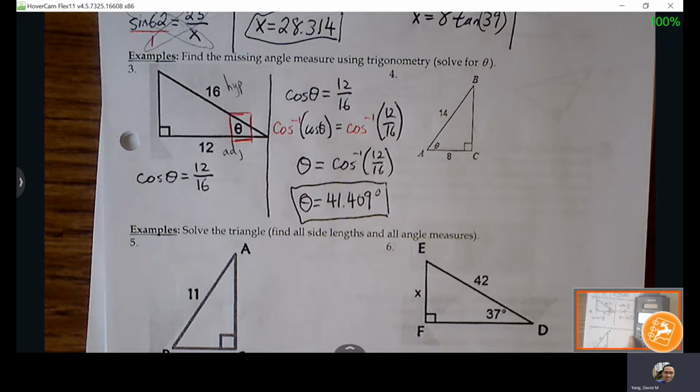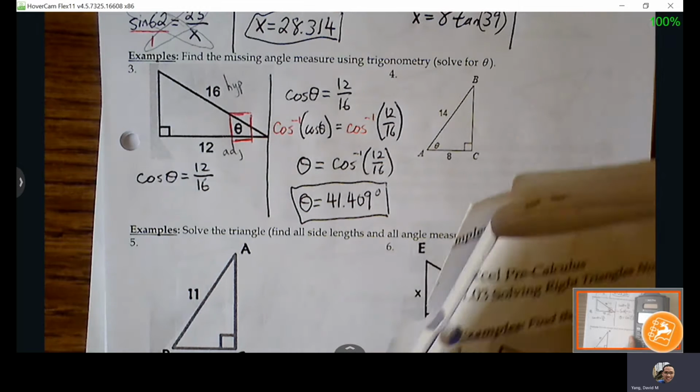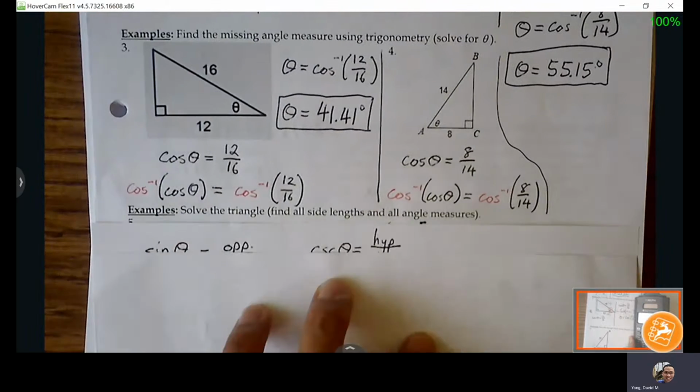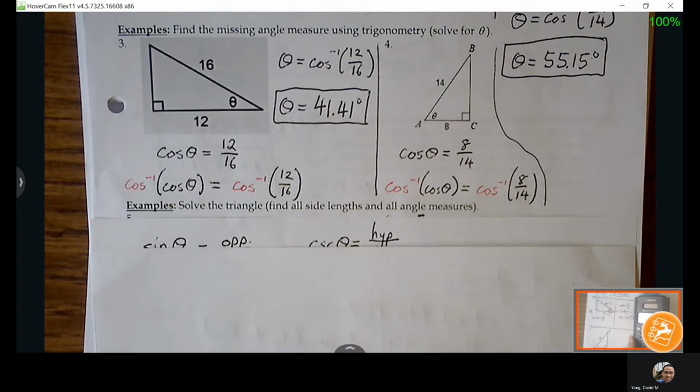I have a question. Say check x over 5. Okay, let's check number 4. You guys got 55.150 degrees. I just got that 0 and I put 55.15.